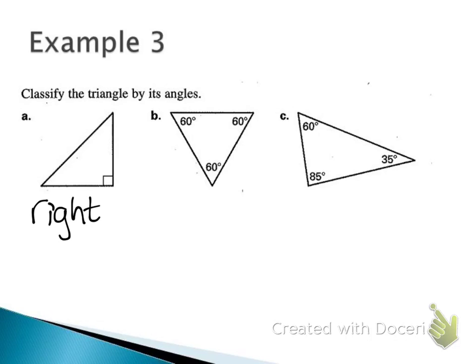That one. Now I believe we agreed that letter B is equiangular. All of the angles are congruent.